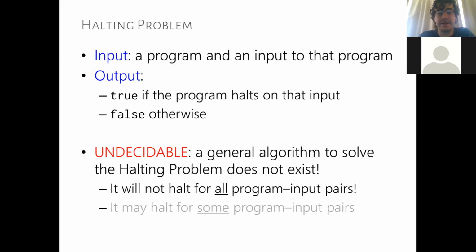It means that a general algorithm to solve the halting problem, one that will itself always halt and return an answer, does not exist. So it will not halt for all program-input pairs, although it might halt for some. For example, if the input to the halting problem is Collatz as the program and the input is 6, then we could simply run Collatz on 6 and it will terminate.